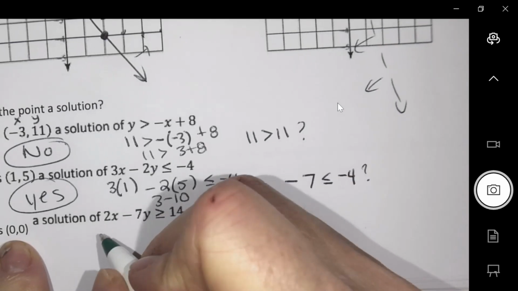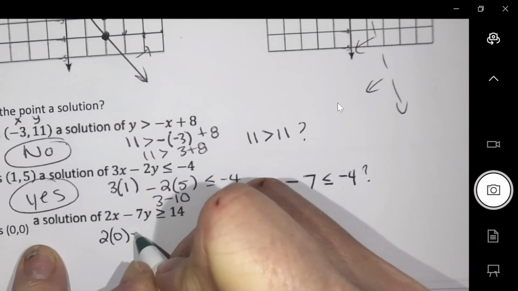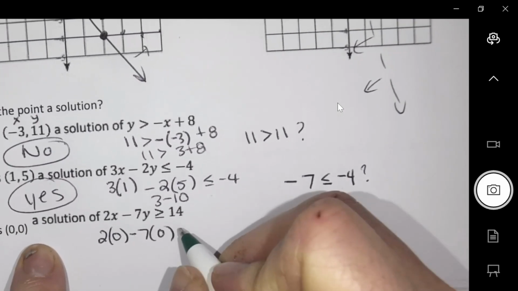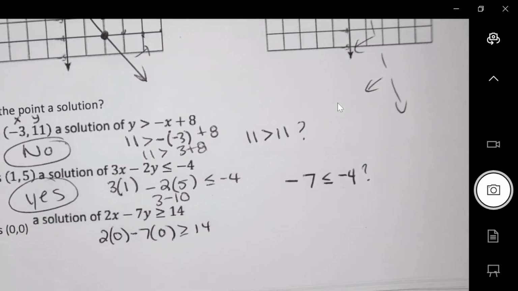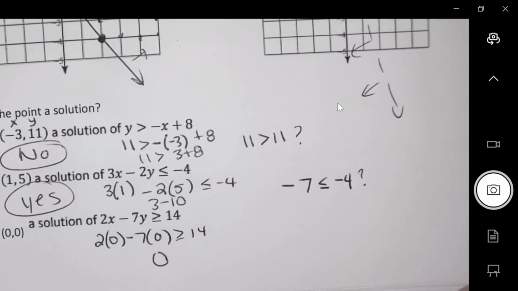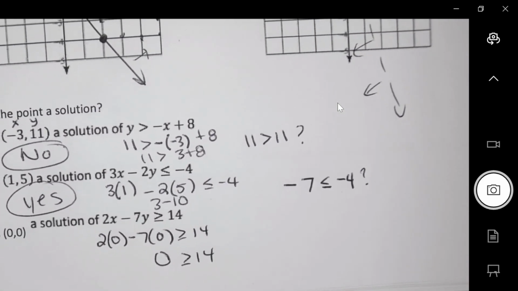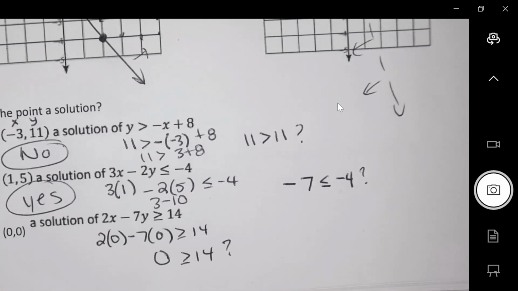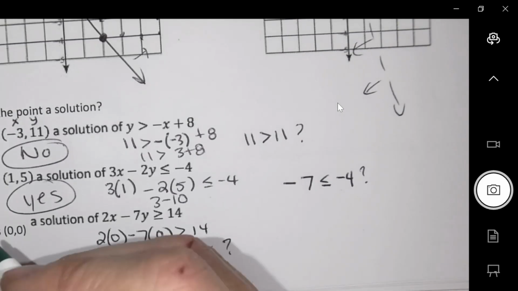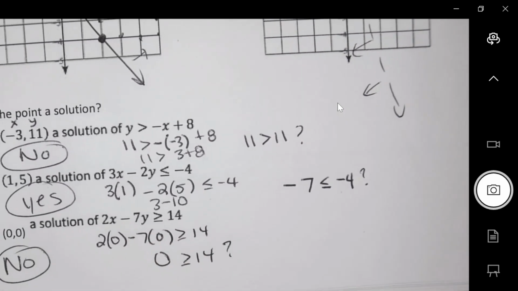Okay, this time I'm going to replace x with 0, and I'm going to replace y with 0. So all of that math comes out to 0. 0 times anything. And then you have to answer, did that work or not? Is 0 greater than or equal to 14? No.